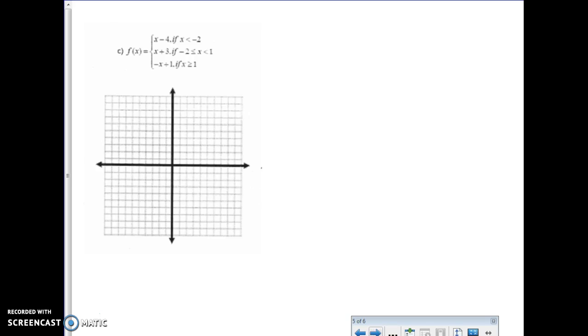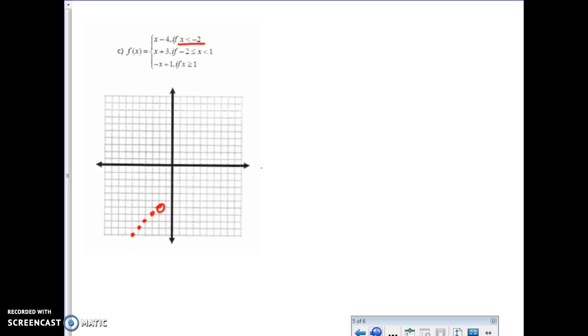So we're going to do x minus 4 on the graph. You can use a table to do this. That's what x minus 4 looks like. And it exists for all x values that are smaller than negative 2. Well, this point's not smaller than negative 2. I can go all the way to negative 2, and none of those values exist. So I'm going to put an open circle there because it's not equal to it.